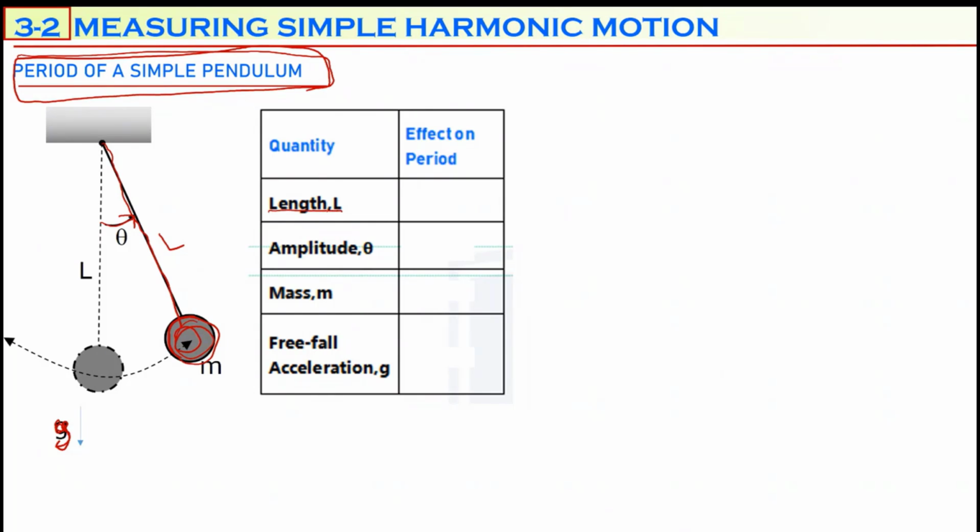So length, amplitude, mass, and free fall acceleration. Do they have an effect on the period or not? We are going to try to investigate it. Now I'm going to do experiments about them. I'm going to show you my camera.